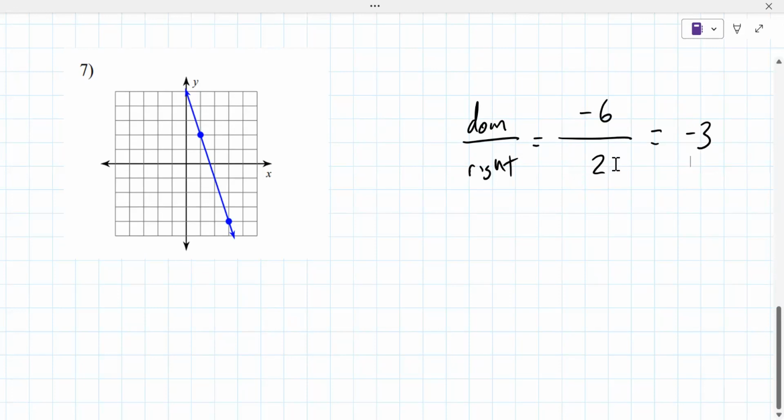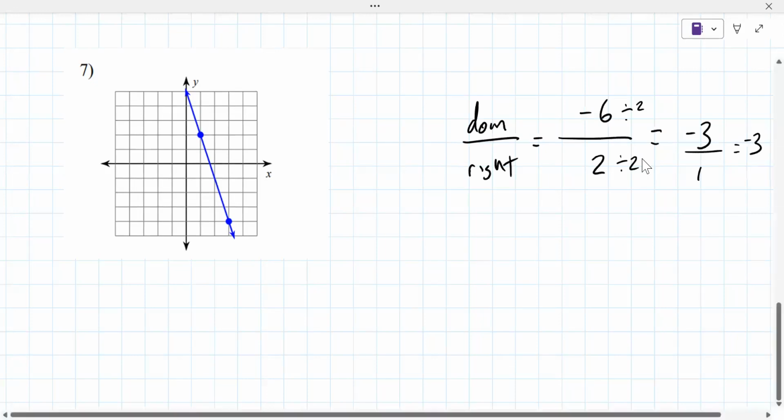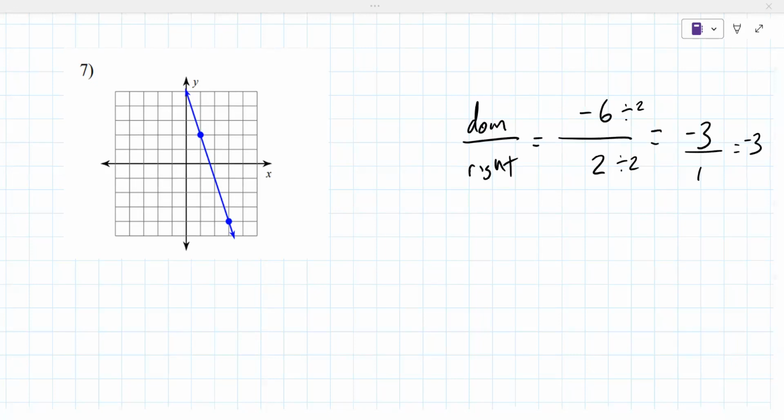Do you treat it like a division problem? Yes. So if you can divide the top and bottom by the same value, you do that. So it's really -3/1, which is -3. I think that makes sense. Okay. So let me give you a couple of problems here to try on your own, and then we'll move on.